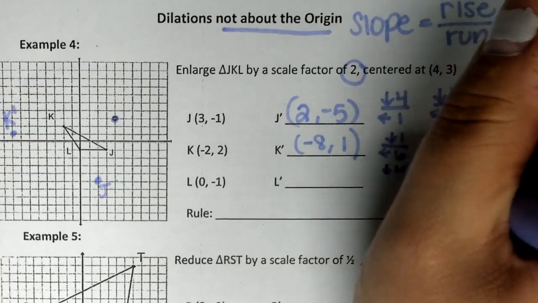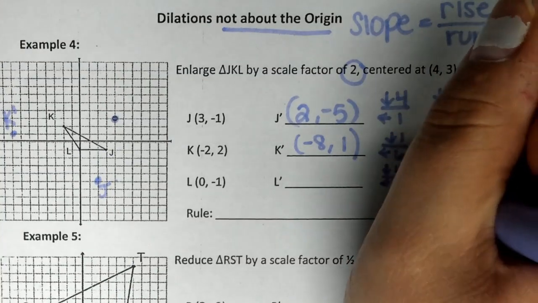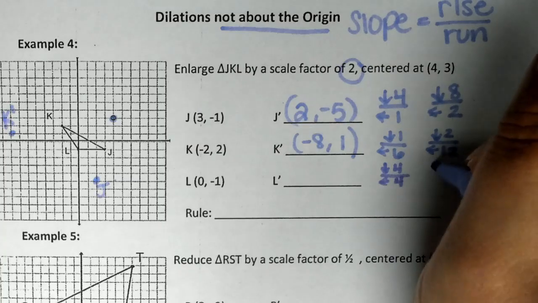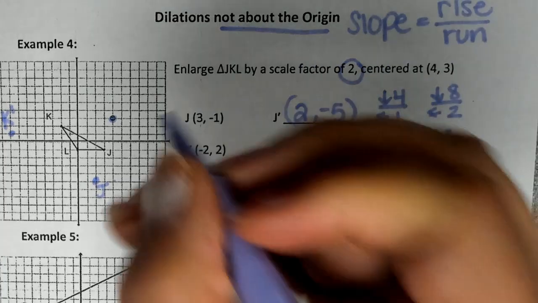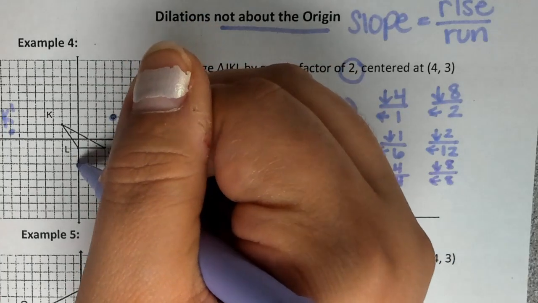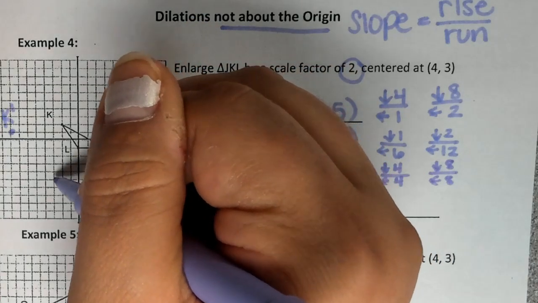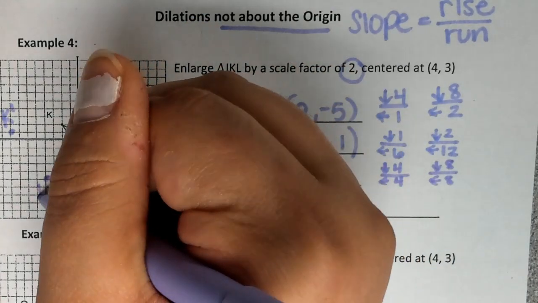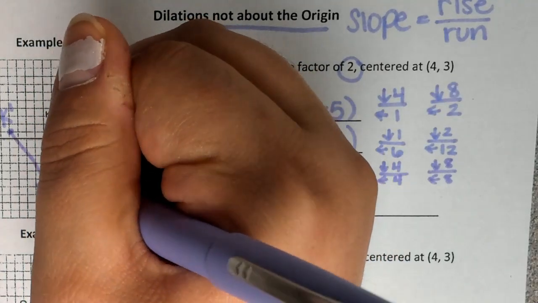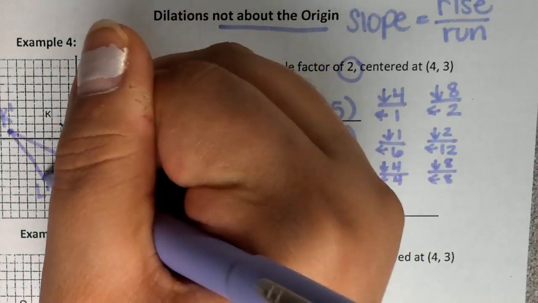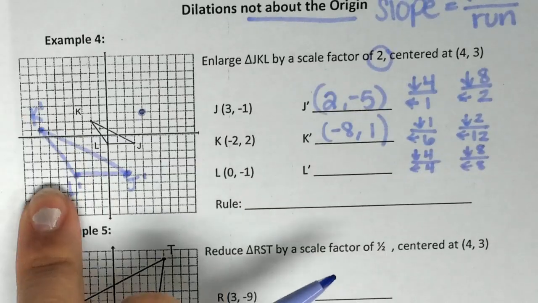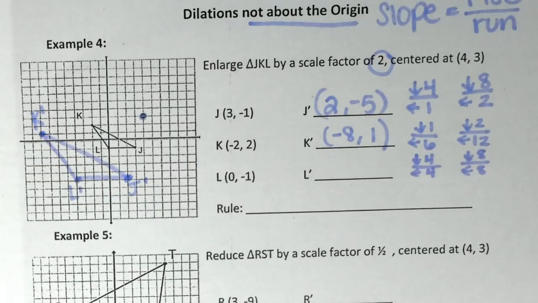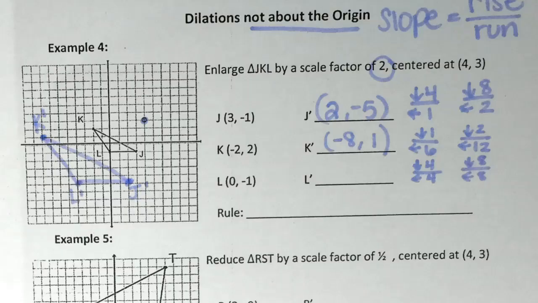Did y'all go down 4, left 4? So now I'm going to go down 8, left 8. And connect your points to make your new triangle, please. You should have primes. Label them. Y'all have been not very good at labeling. Label them with your letters and primes.